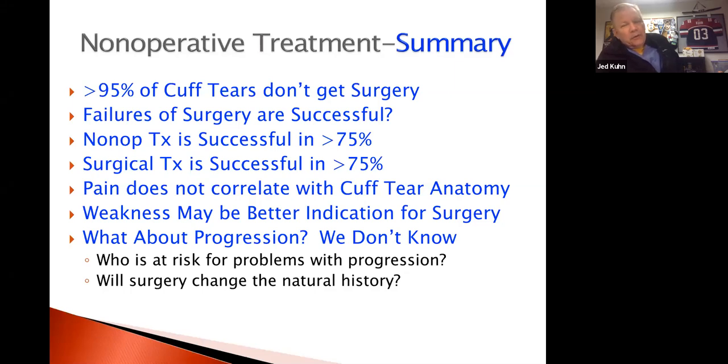Pain does not seem to correlate with the anatomy of the rotator cuff. Weakness and functional loss then may be a better indication for surgery. And as Jay can teach us about progression, we know that progression is associated with pain, but we can't use pain to predict progression. So it makes it difficult. We don't know who's at risk for progression. We don't know if somebody progresses, are they going to have problems? And we don't know if I do surgery on a patient, are they still going to get a cuff tear and fail later? And is that going to change the natural history? We all hope it does. I think it probably does, particularly in small tears, but I just don't know.